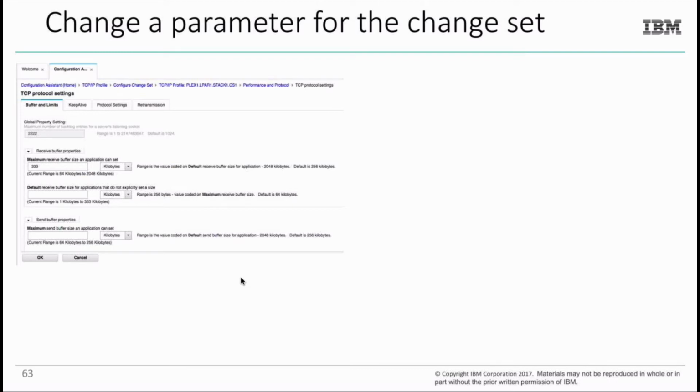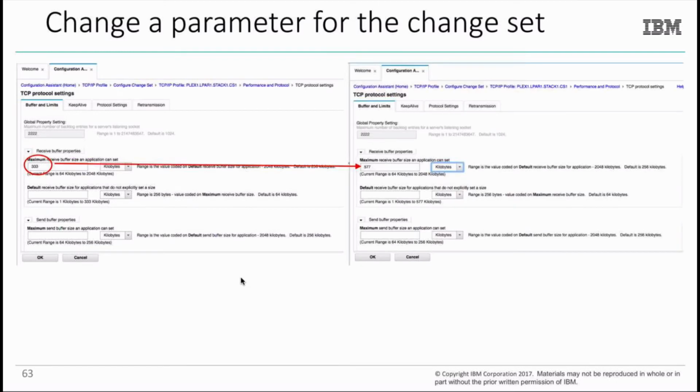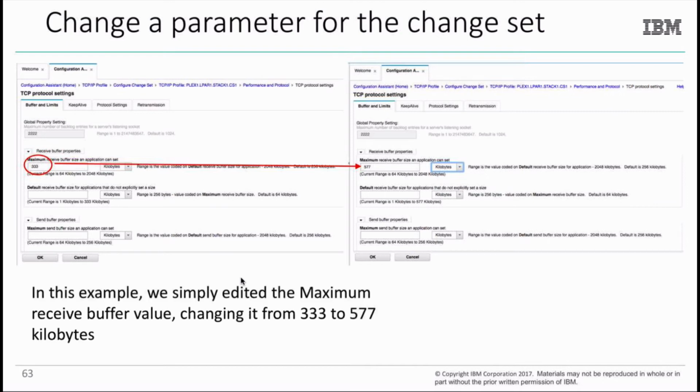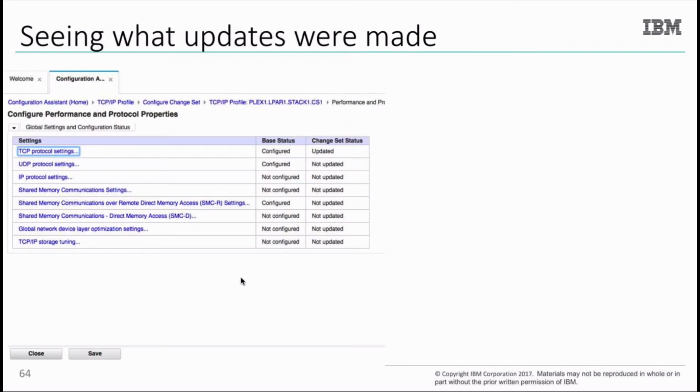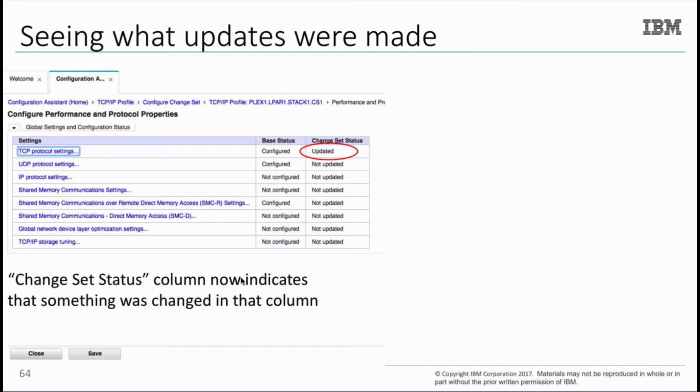I get a screen that looks just like the screen you would get when configuring this for the first time. What I'm going to do here is change the value of the maximum receive buffer size from 333 kilobytes to 577 kilobytes. All I did was make that change in the GUI. I didn't do anything else or anything fancy. I click OK, and now the screen shows TCP protocol settings are updated in the change set. So this has been updated.